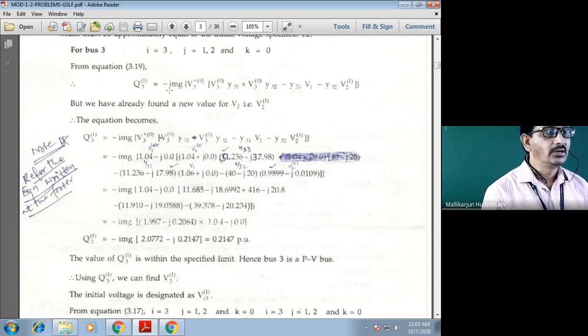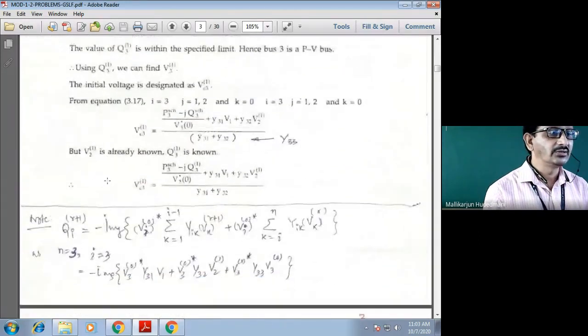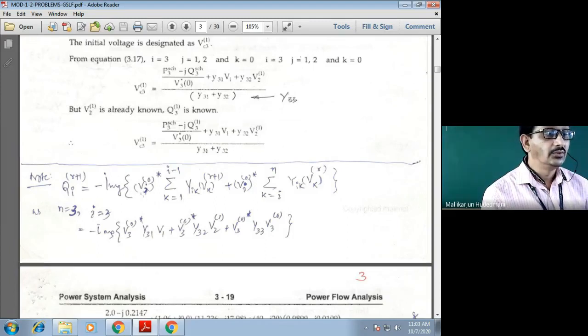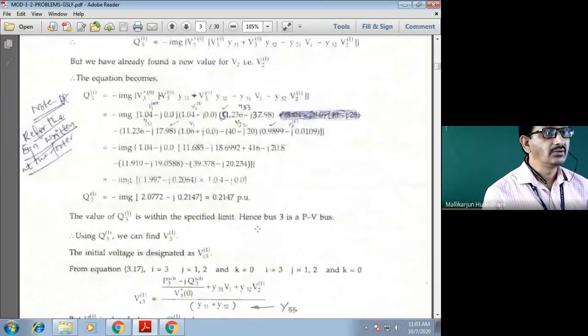What is the equation I will be using? Minus of the imaginary part of complex power at bus 3. There are 3 different methods to do it. So this is one method. You can refer to my note here. Refer to the equation written at the footer. I just applied it. What is the equation I wrote here? Qi r plus 1 equals minus of the imaginary part of the entire term in the flower bracket: Vi 0 conjugate, summation k 1 to i minus 1 Yik Vk r plus 1, plus the one which is k. No matter whether you use this equation to get your answer or this equation which is shown to you.